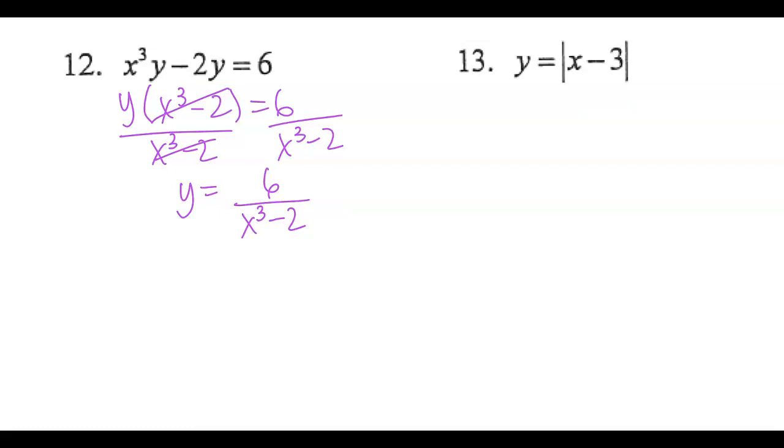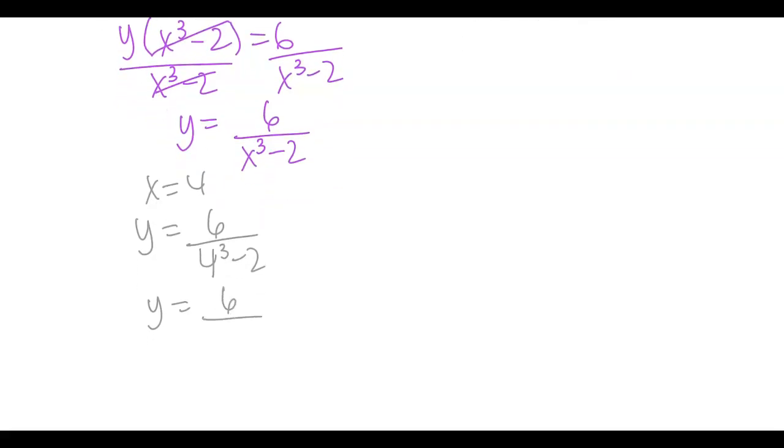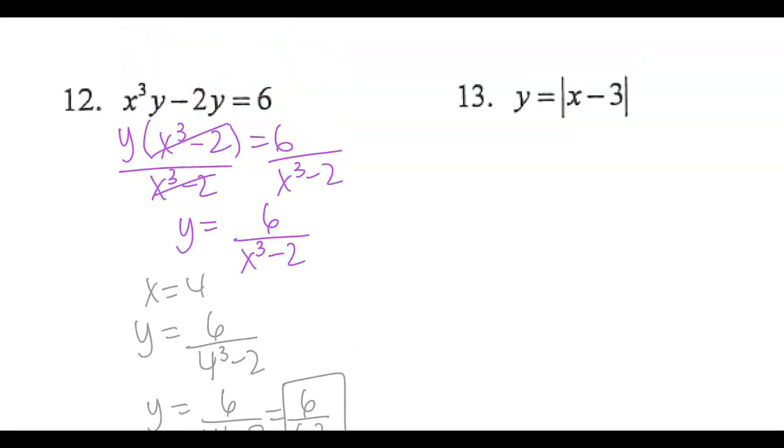Okay, well, I have that part done. Let's go ahead and try to figure out if this is going to be a function or not. So using x equals 4, I'm going to substitute that in. Hopefully y'all remember, we're just using order of operations. So 6 over 4 cubed is 4 times 4 times 4. Well, 4 times 4 is 16. 16 times 4 is going to be 64 minus 2. And 64 minus 2 is going to give me 6 over 62. That's only one value, so it's looking promising. For example 12, this is a function.